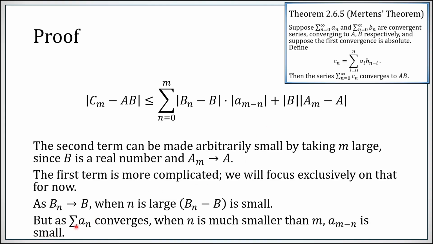But the sum of a_n converges. One of our running hypotheses was that this was a converging series, which means the underlying sequence of a's goes to 0. So when n is big, this is small. But when n is small, this index is big, which means this absolute value is small.